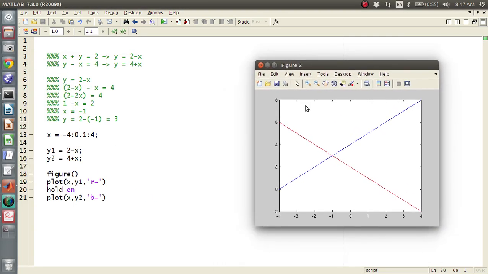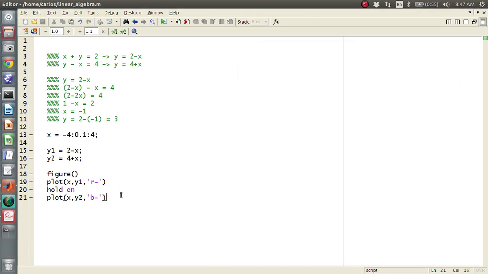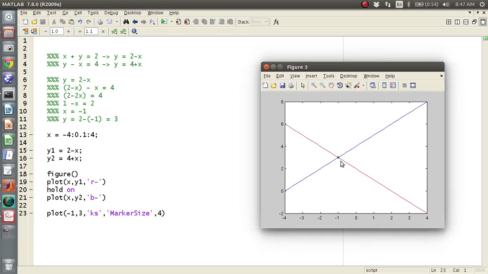What you'll notice is that they cross right at -1, 3. If I take the solution and I plot -1 comma 3, and I plot a black square with a marker size of say 4, what you'll notice is that the solution -1, 3 is right where those graphs intersect. So whenever you're solving a system of equations, you can visualize it graphically and see that where the lines intersect is where the solution is.